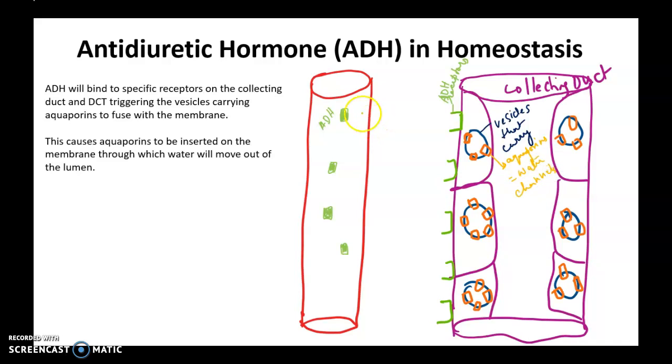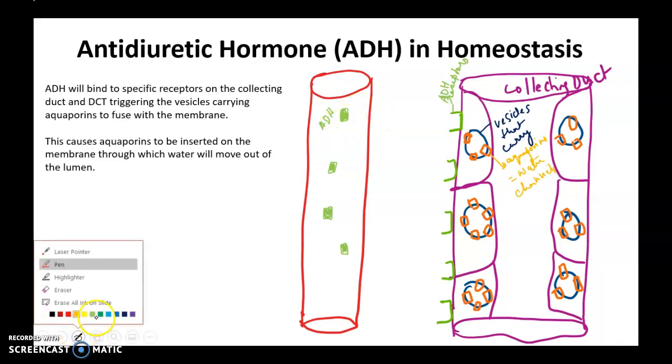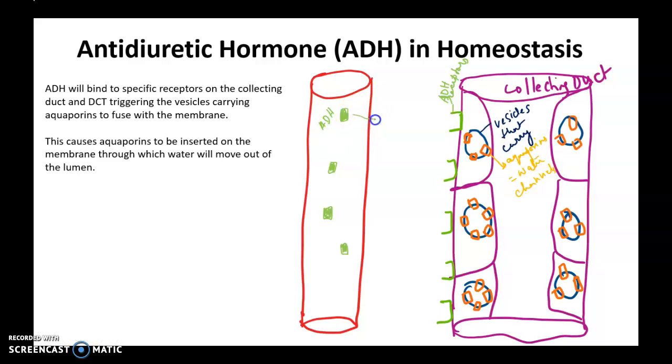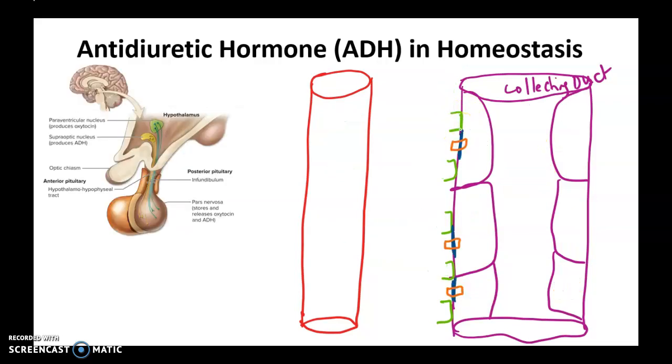So this ADH will come out of the capillary and it will bind. It'll bind to the receptor. Perfect, perfect, perfect. So we have ADH, my drawing, ADH coming out and binding to the receptor. Make sense? As ADH binds to the receptors, that causes these vesicles to fuse with the plasma membrane as shown here. So we have ADH bound here.